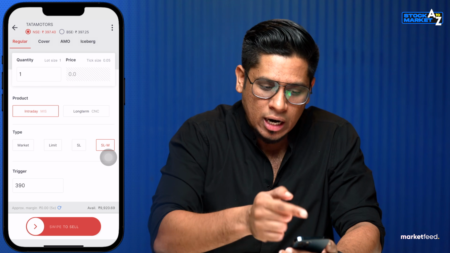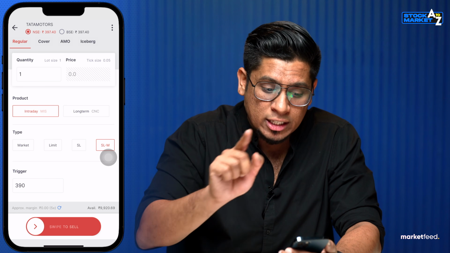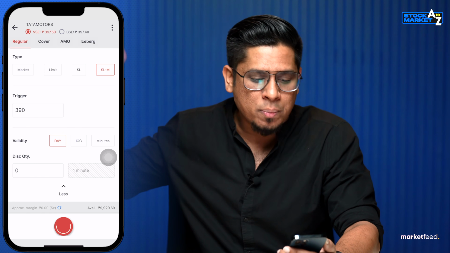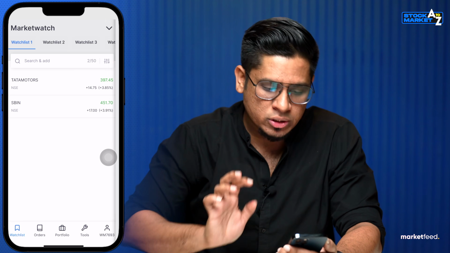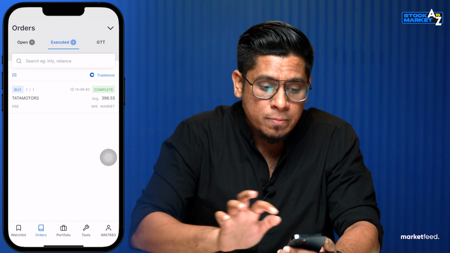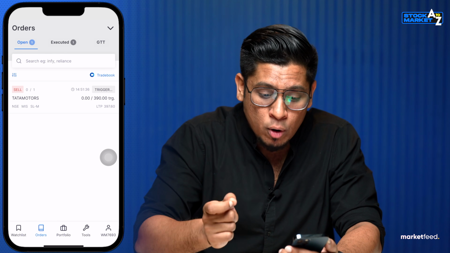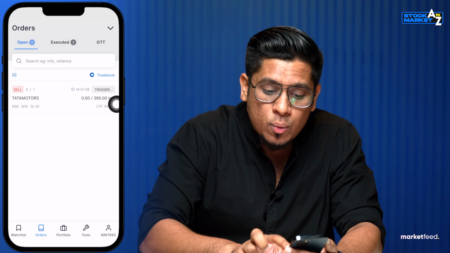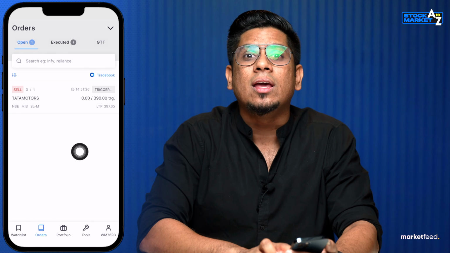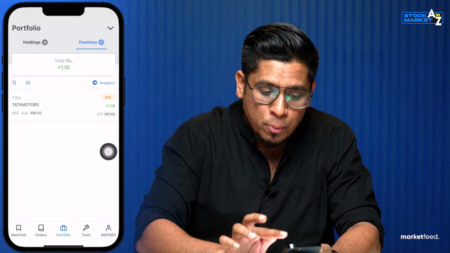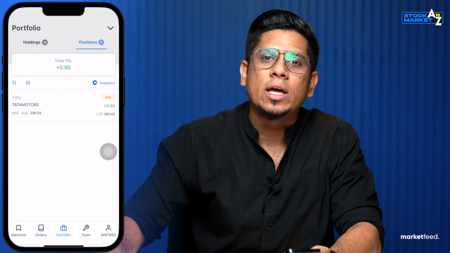And see, now it is Tata Motors. It is a sell order. Quantity is 1. Intraday SLM order. 390 is the trigger, and I'm swiping to sell. Okay, I'm closing it. I'm coming into my orders. Look at my open order. See, Tata Motors, it is an SLM order and it would get triggered only when the price reaches 390. If the price reaches 390, tada, it gets executed, and from my positions tab, this Tata Motors will go away.